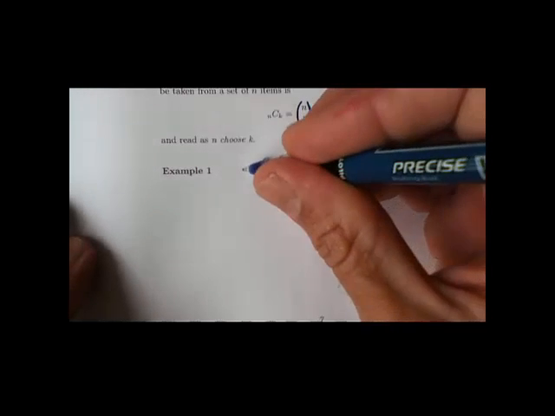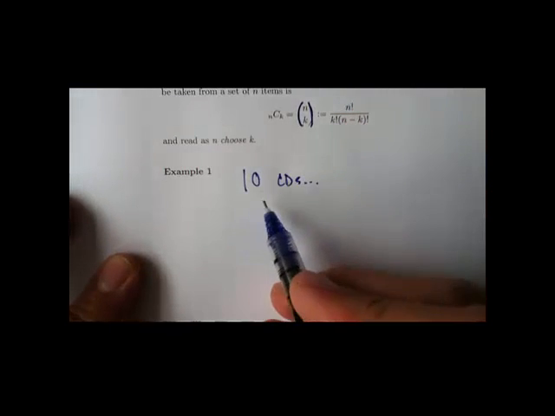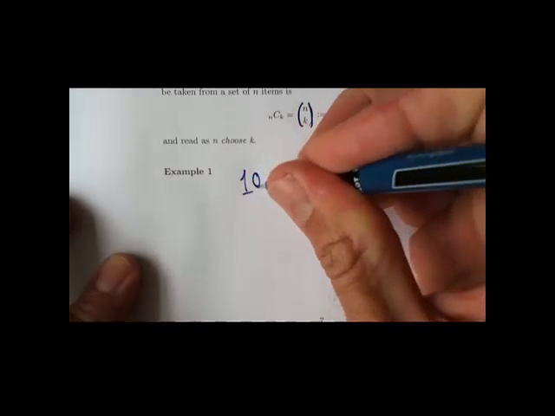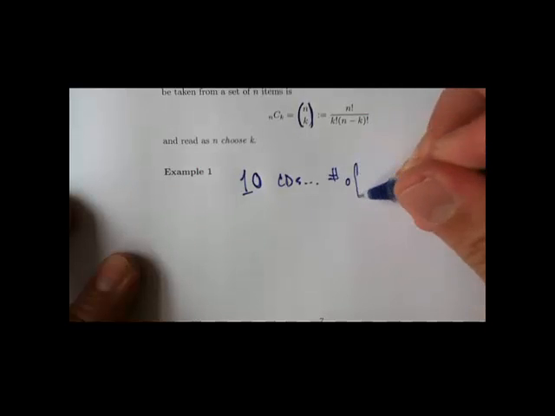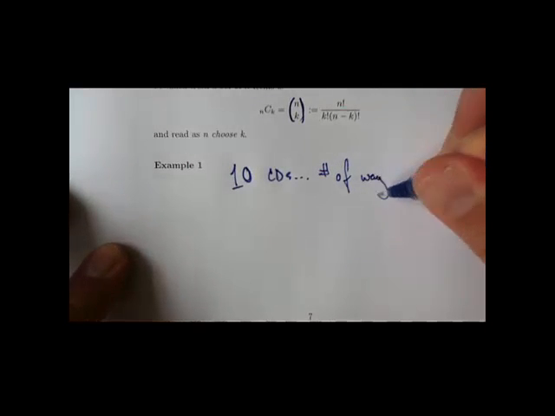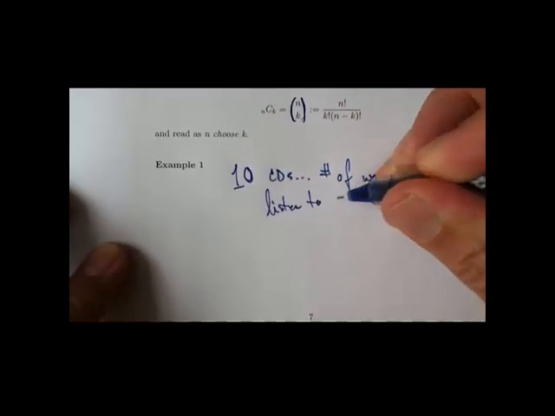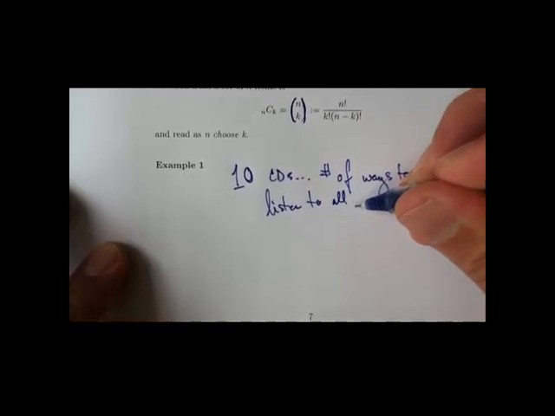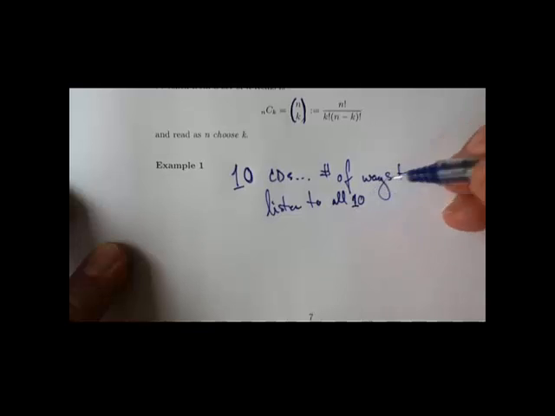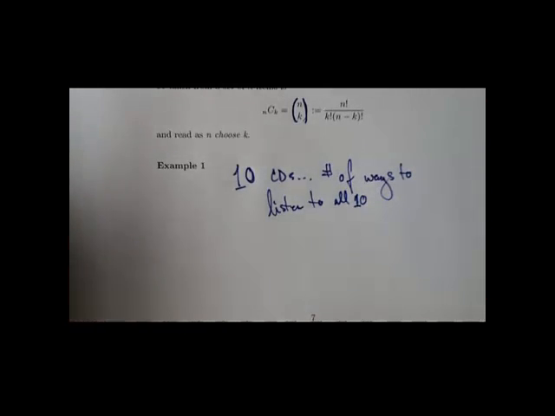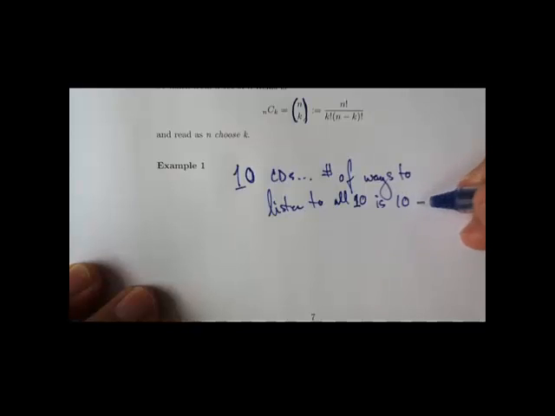So, for example, let's suppose that you're getting ready to take a trip, and you've got 10 CDs that you're going to take. If you remember what CDs are, compact discs, right? You can listen to these in any order. The number of ways to listen to all 10 CDs, and you listen to each one exactly one time, is 10 factorial.